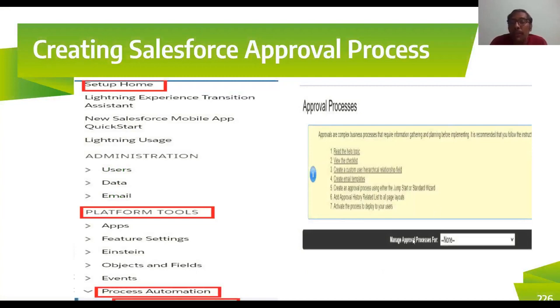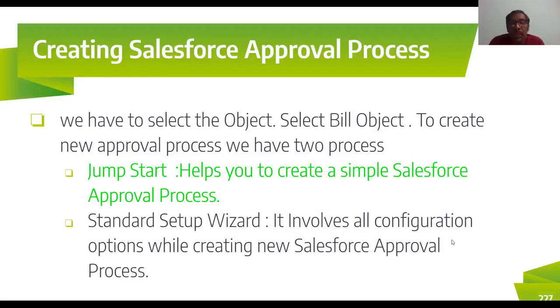Then you're going to select manage approval process for which object you're going to do the approval process. There you select the object, which is going to be bills. Once you select the bills, you're going to specify which kind of approval process you're going to do. So here we have to select the object called bill object.